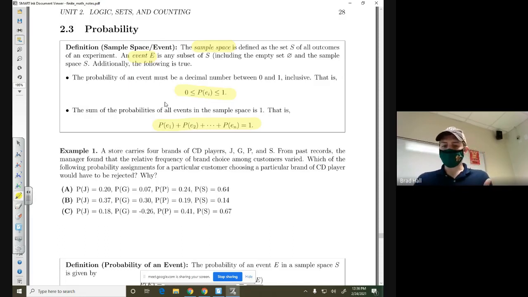So a store carries 4 brands of CD players, and they're just denoted by symbols J, G, P, and S.